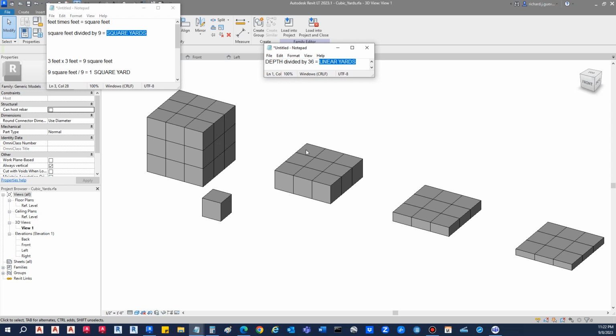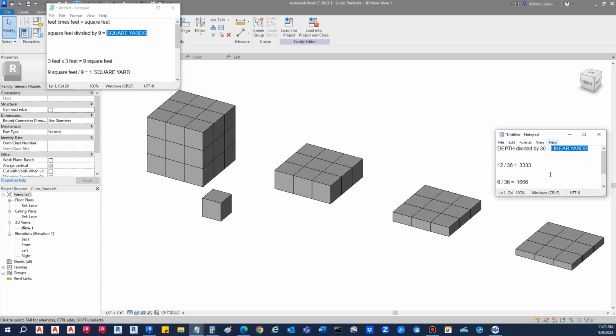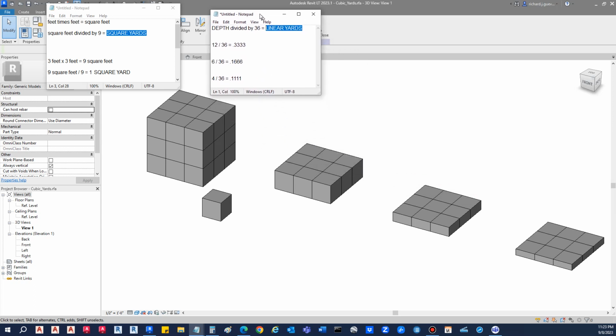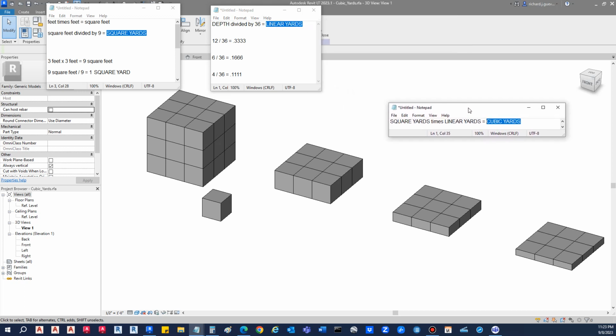So what if we only have 12 inches? That's essentially a third of a cube. And lo and behold, 12 divided by 36 is 0.3333. I took these out to 4 decimal places. You don't have to be as precise, totally up to you. A 6-inch slab is 6 divided by 36. A 4-inch slab is 4 divided by 36. Pretty easy. So you got your two components now. If you multiply those, it'll give you a result in cubic yards.